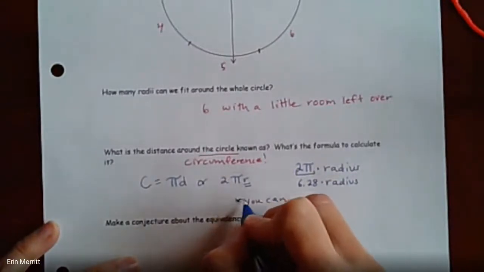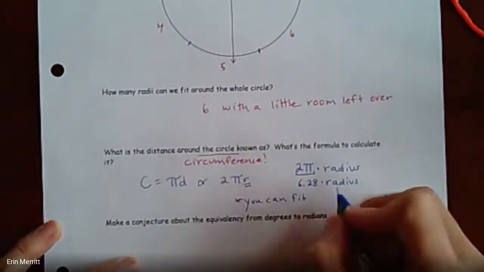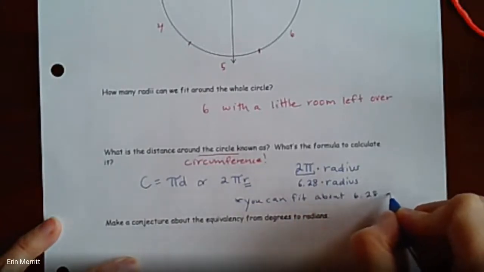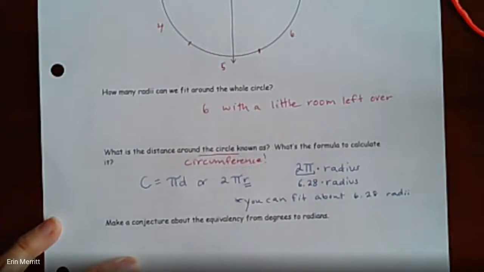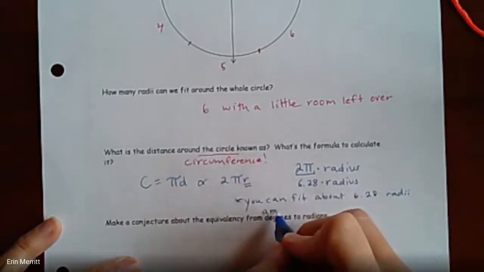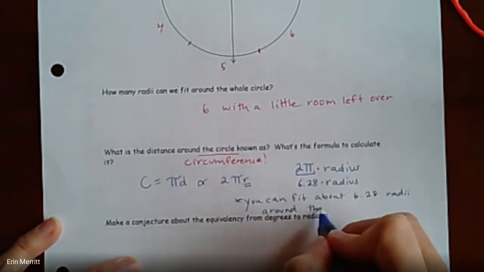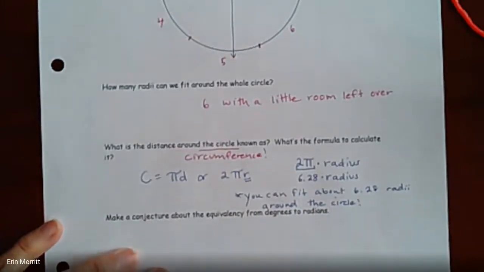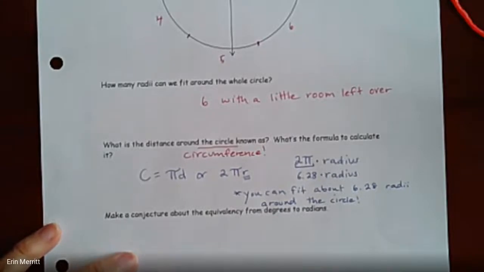So you can fit about 6.28 radii around the circle. How cool is that? Right? That's what that formula actually means. So the last part, how does that help us go from degrees to radians?